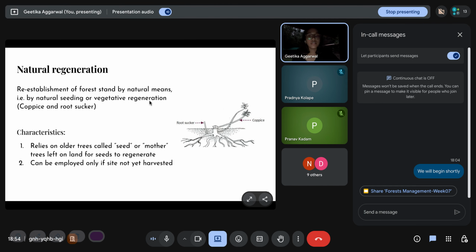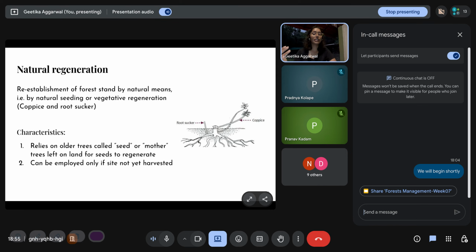Or as you can see here, from the leftover bark and from the leftover roots, there can be a root sucker growing, or there can be a coppice which is growing. These kinds of propagations are called vegetative propagations. So either you can leave it for this, or you can leave it for the natural seed banks. Basically, trees and the soil also can have certain dormant seeds which will grow on their own after a point.